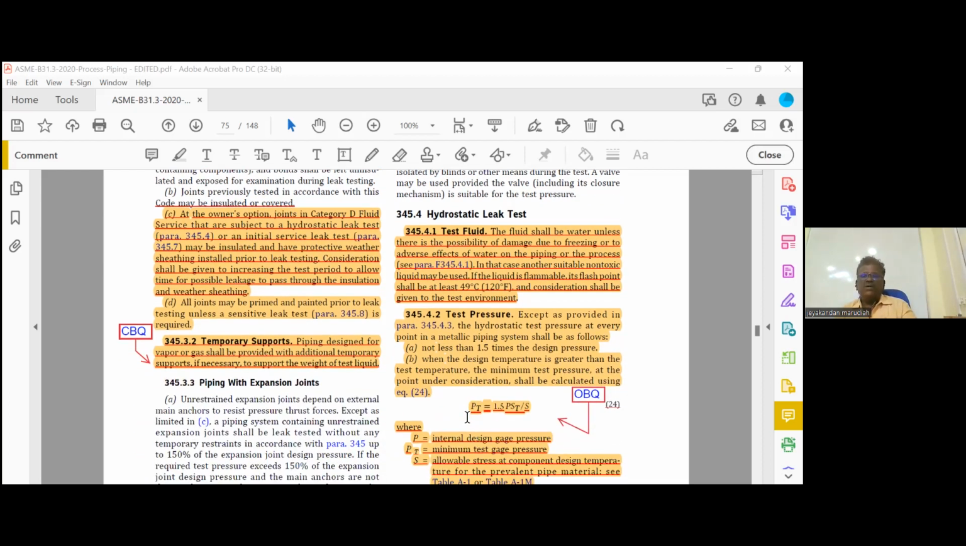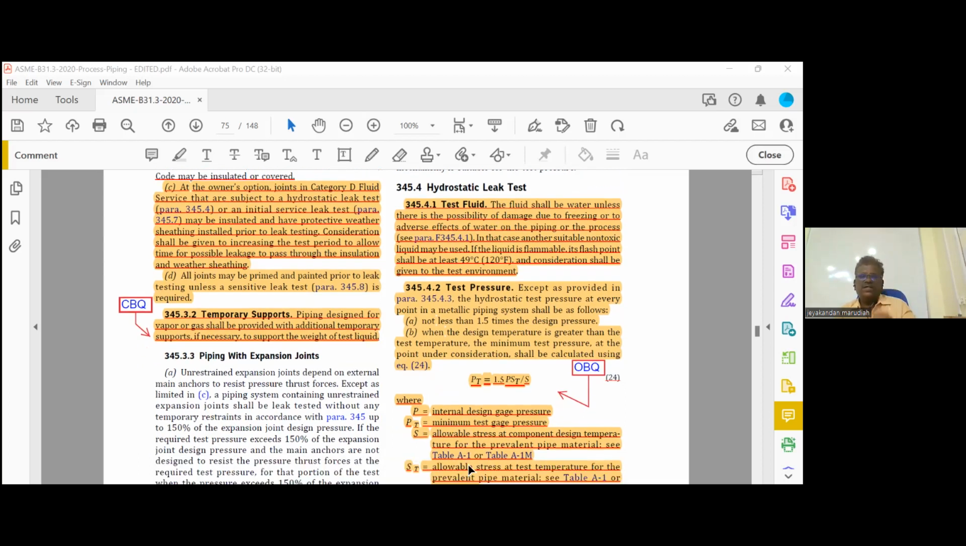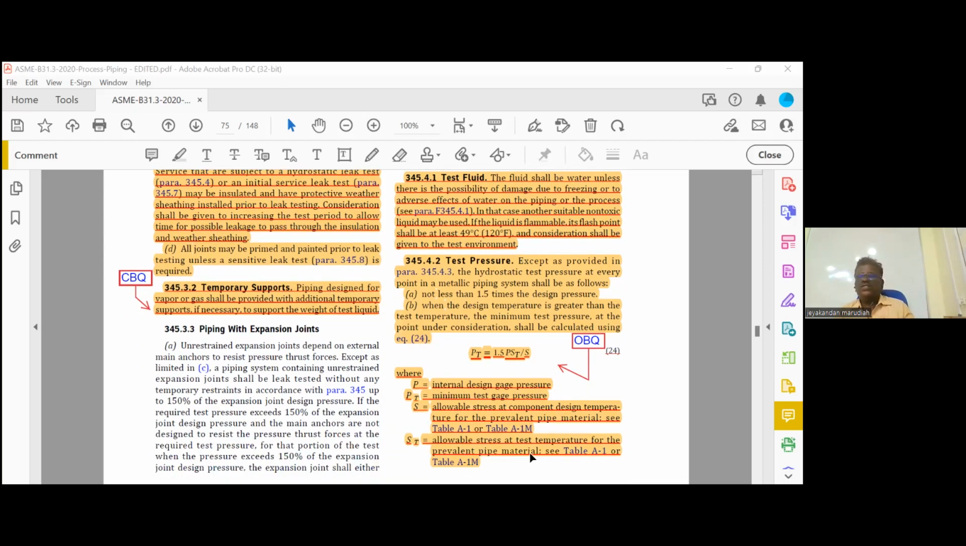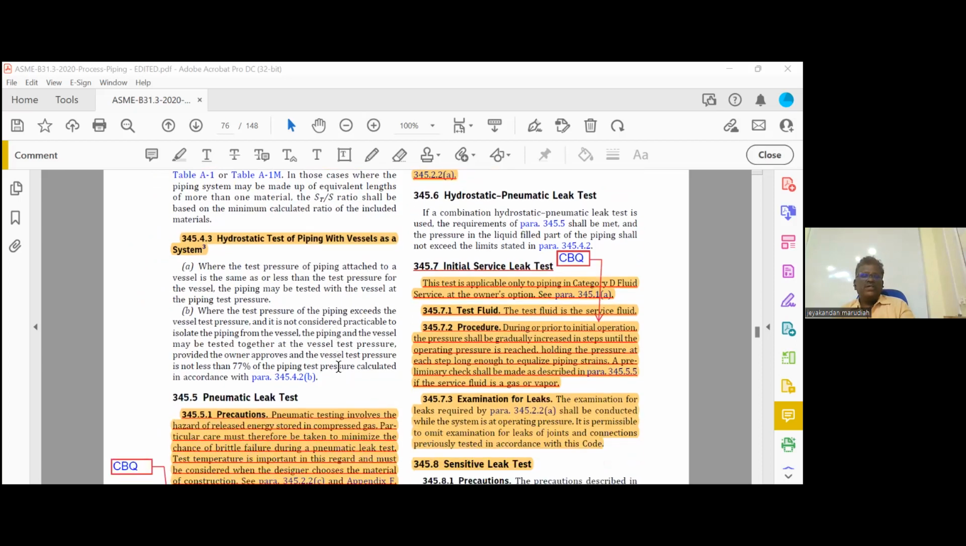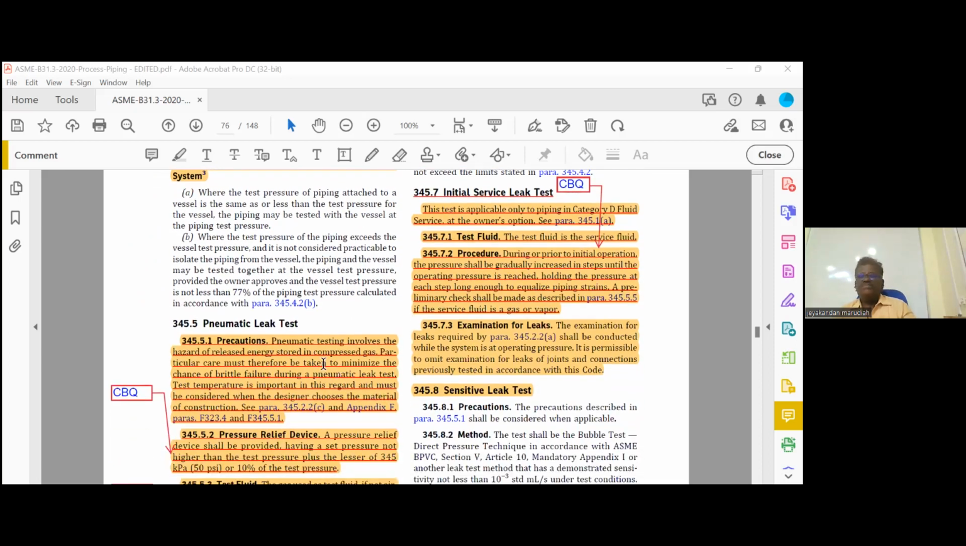Then test pressure. This formula is important. Open book. PT is equal to 1.5 P ST by S. So PT is the minimum test pressure, S is the allowable stress at the design temperature, and ST is the allowable stress at the test temperature. So first test divided by design. That is an open book question. The next page, pneumatic test.